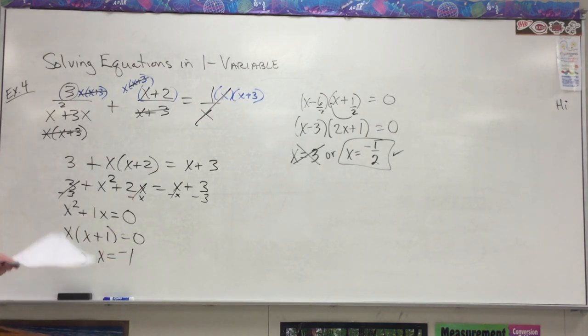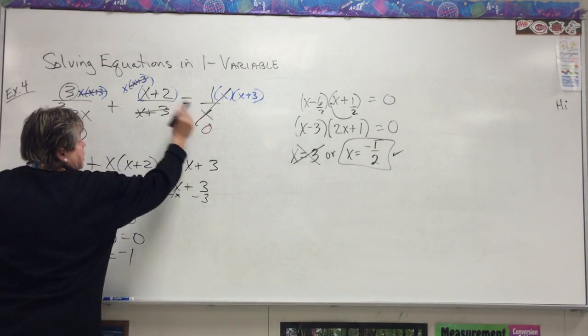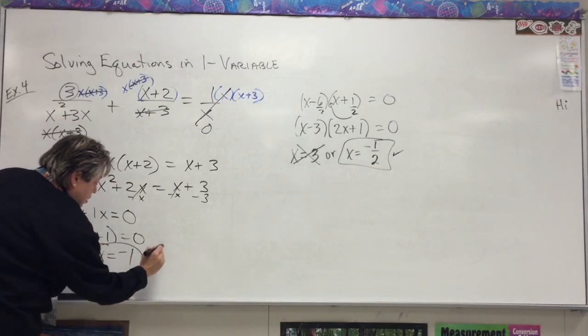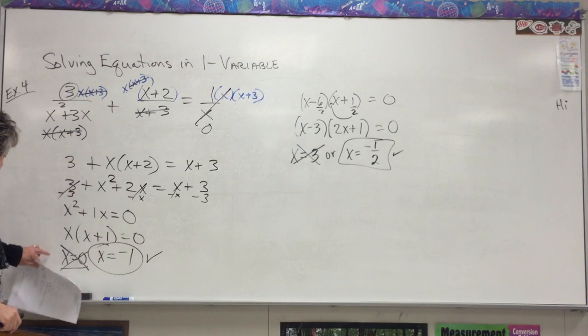Okay, so doing a quick check, x equals 0, if I put a 0 here, that's going to fail. Cannot divide by 0. And if you trust me and you check x equals -1, that one should be okay. So we have one extraneous root here.